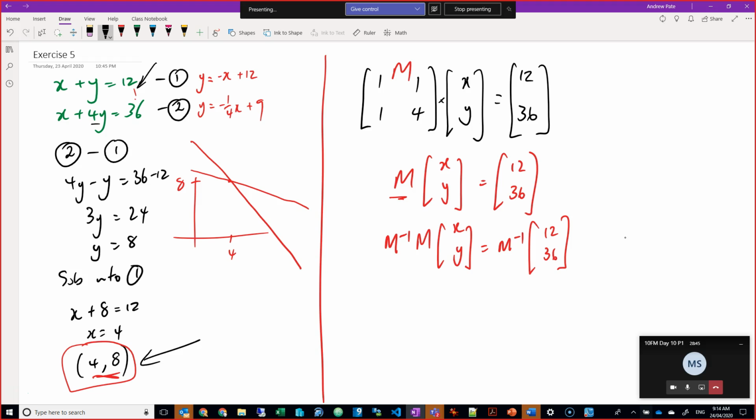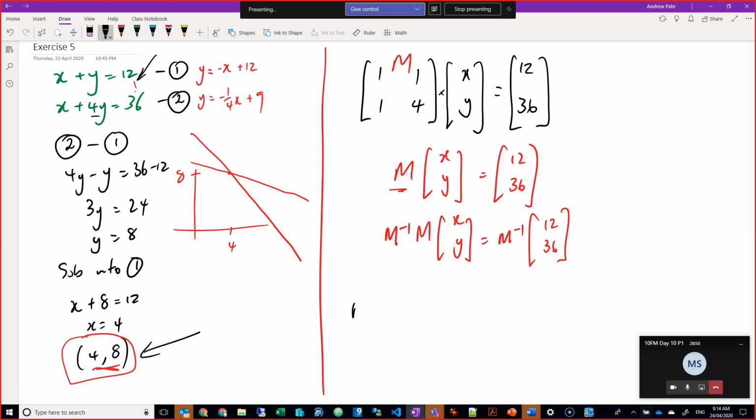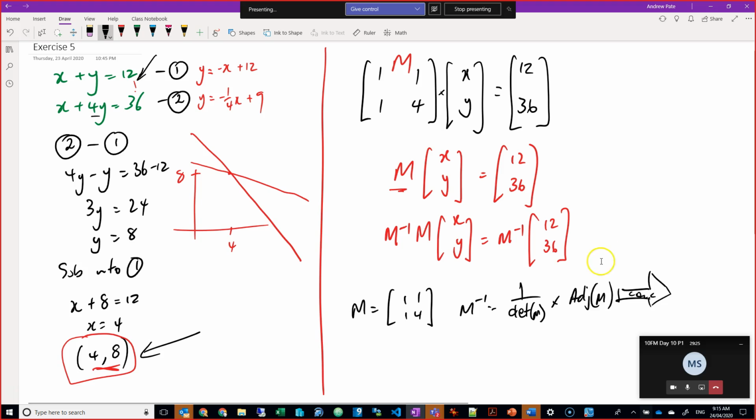I don't know why I'm always writing in red, but there you go. So I know what M is. M is equal to 1, 1, 1, and 4. So I need to work out what the inverse of M is. The inverse is going to be 1 over the determinant of M times the adjugate of M, which I'm going to work out on my calculator. So let's do that.